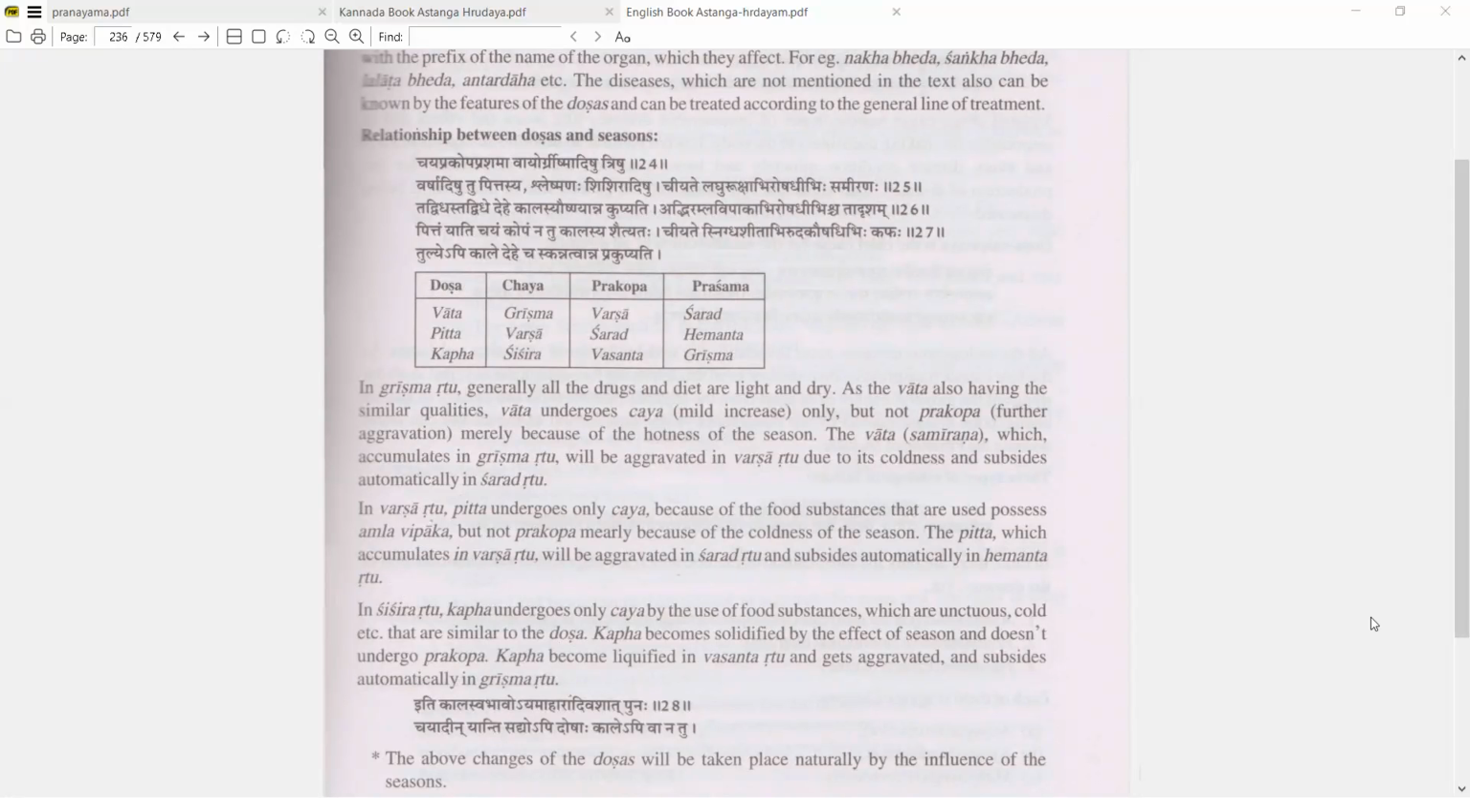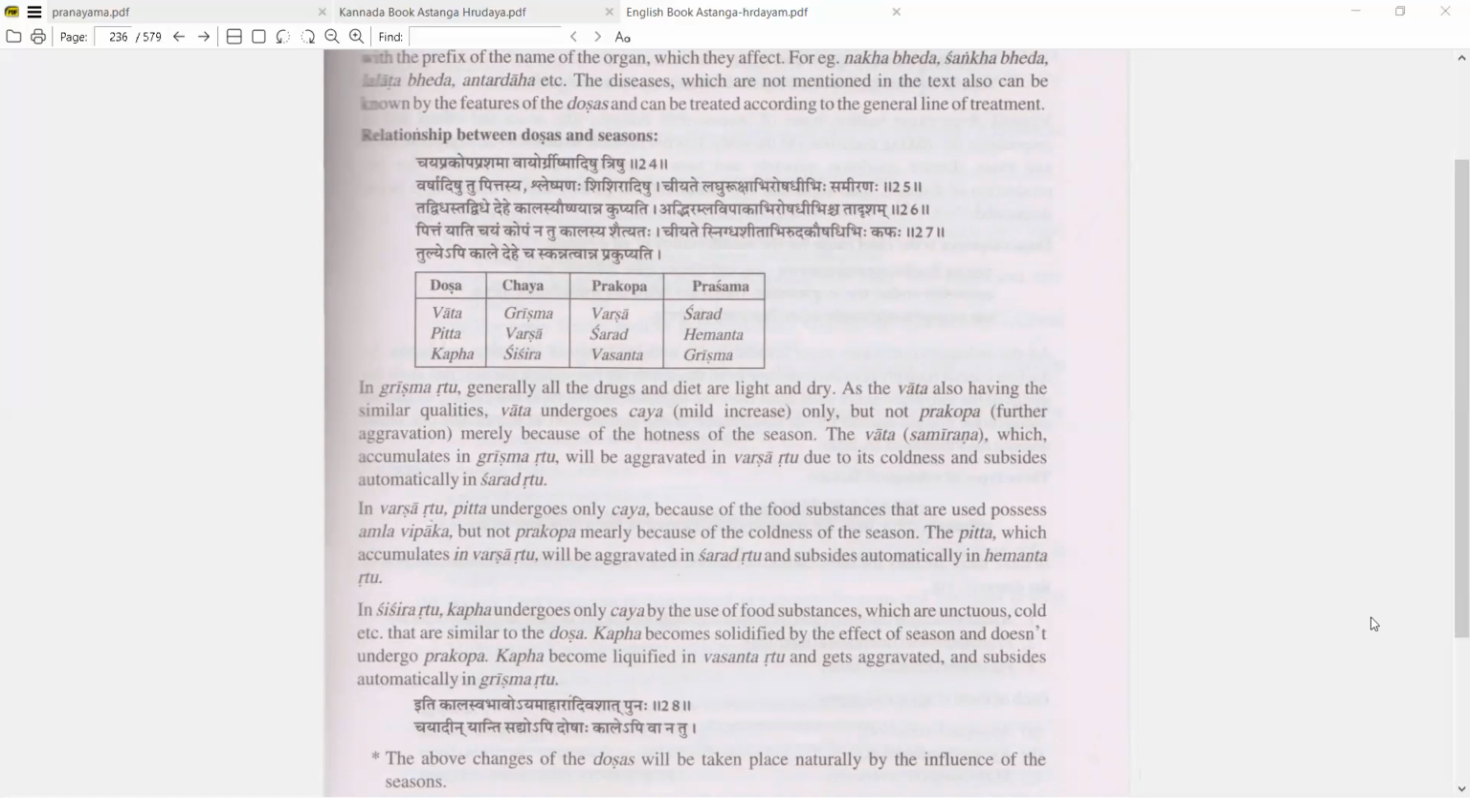It subsides automatically in Sharad Ritu. In Varsha Ritu, pitta undergoes only chaya because of the food substances that are used, which possess amla vipaka, but not prakopa merely because of the coldness of the season. The pitta which accumulates in Varsha Ritu will be aggravated in Sharad Ritu and subsides automatically in Hemanta Ritu.